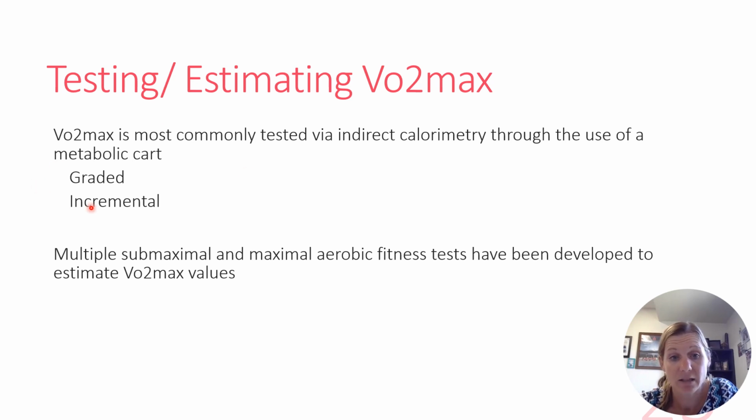It's graded in nature. So again, it gets harder every 3 minutes and it's incremental. So every stage is 3 minutes with the exception of the first stage being 1 minute. Okay, so again, that's kind of the gold standard in terms of how to measure VO2 max. Again, all VO2 max tests, for the most part, if it's a true VO2 max test, are graded and incremental. They're going to start easy and get harder.